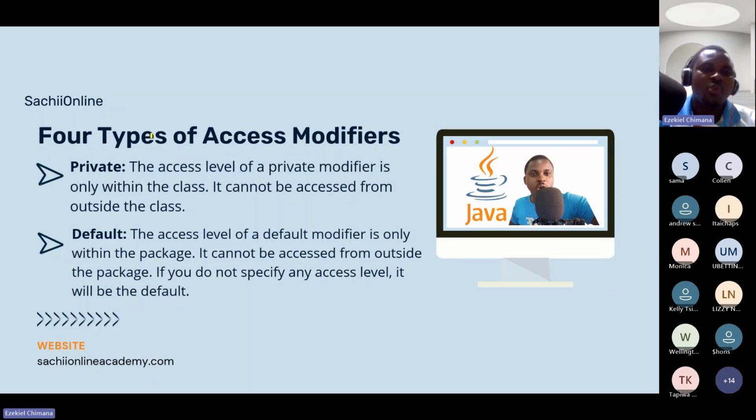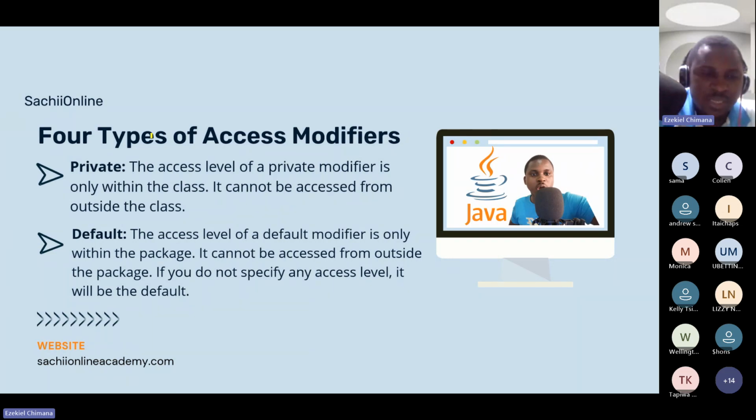So let's look at the four types of access modifiers. The private one. The access level of a private modifier is only within the class. It cannot be accessed from outside the class. So if you mark something private, we can only access it within that class. It's just like your secrets. If you do not tell me, I might not know that. It's only yours. If you tell me, it's now public. So if you mark it private, the access level of a private modifier is only within the class and it cannot be accessed from outside the class.